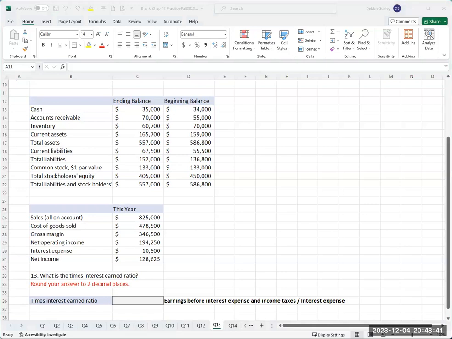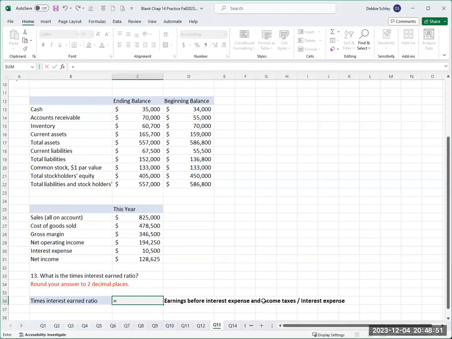Question 13. So times interest earned ratio equals earnings before interest expense, which would be the net operating income, divided by interest expense. And it's rounded to 2 decimal places. So you just find the earnings that are just above. There were no taxes in this one, so it's just this one right here above interest expense.